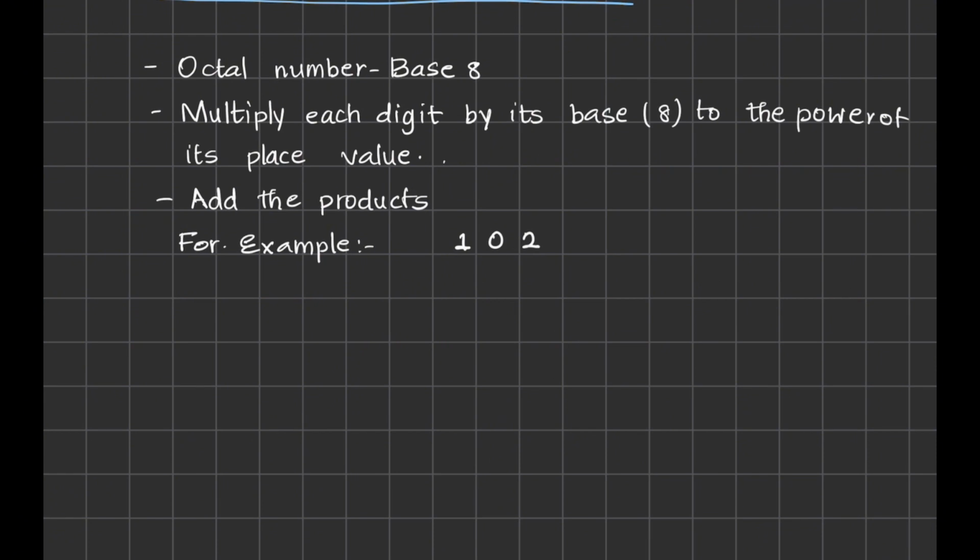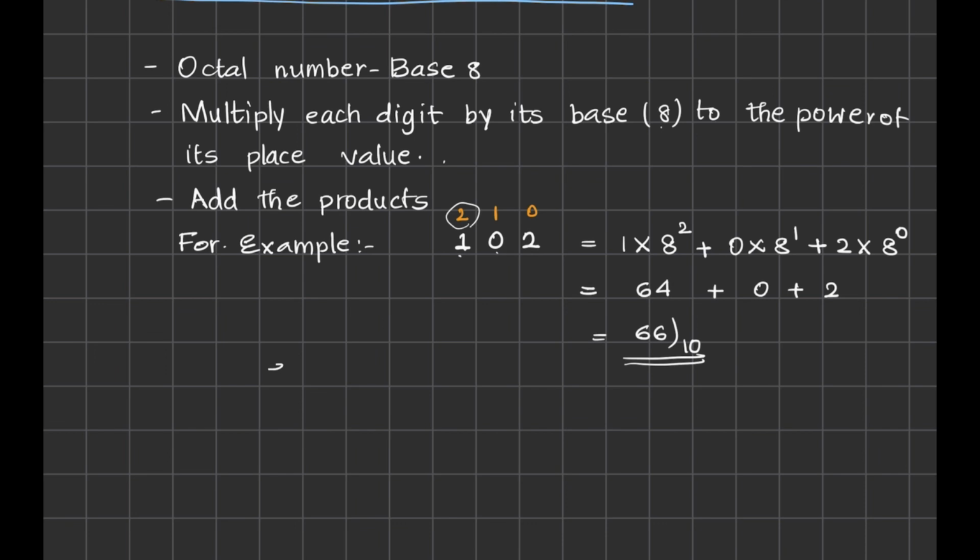We have the number 102, and so 2 is in the 0th place, 0 in the first place, and 1 is in the second place. So to add this, we have 1 into 8 to the power of 2. 8 is our base and 2 is the exponent. And second, 0 into 8 to the power of 1, and 2 into 8 to the power of 0. So the answer would be 64 plus 0 plus 2 into 1, that would be 2. So the answer is 66.